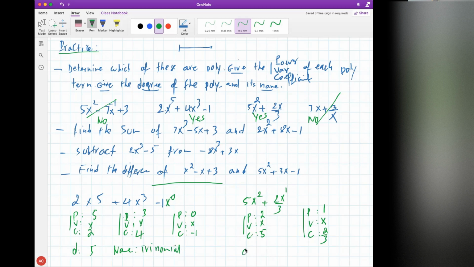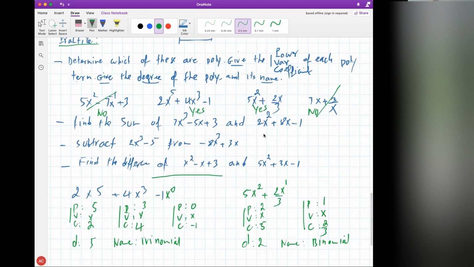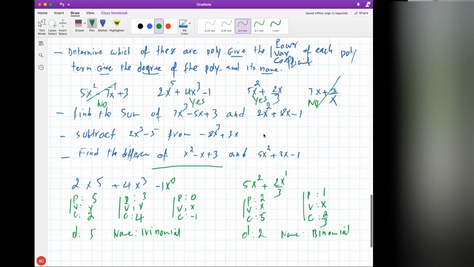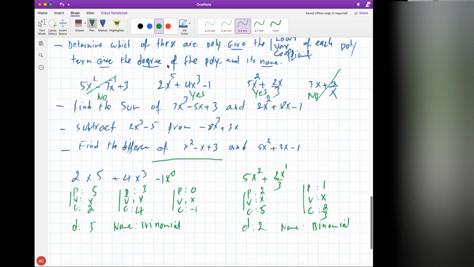And this one here, the degree is 2, to the highest power. Binomial. The name is binomial. Okay, so polynomials are pretty simple, to name and to classify. Okay, so that's the first part. Now let's do these two.